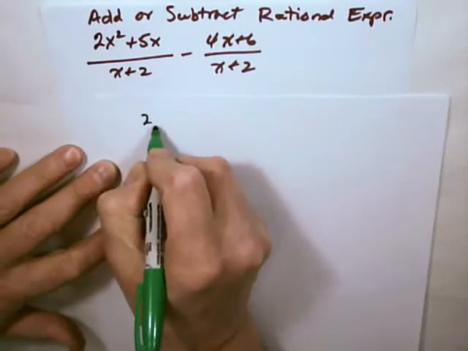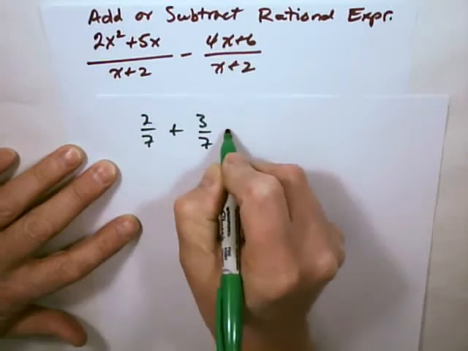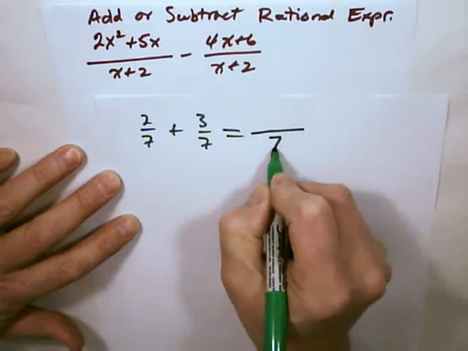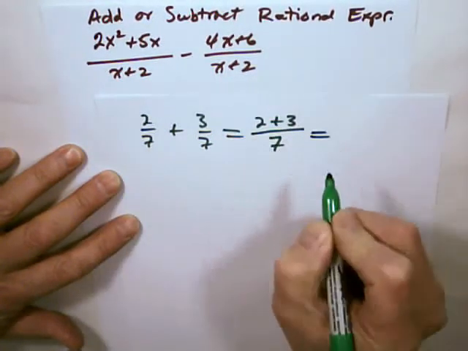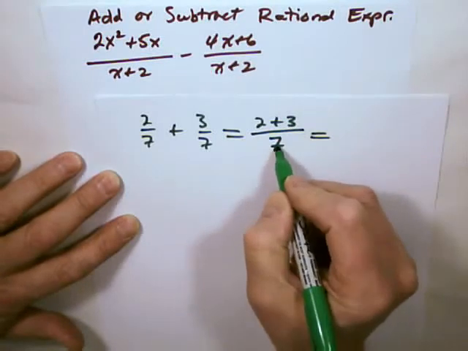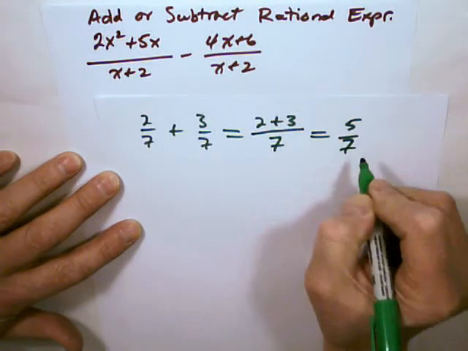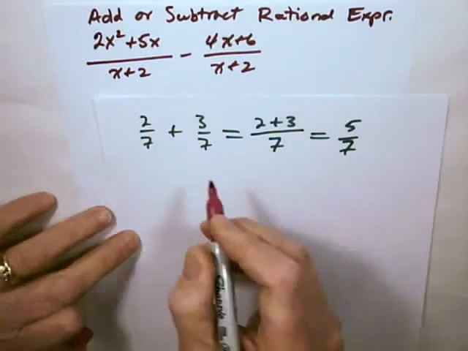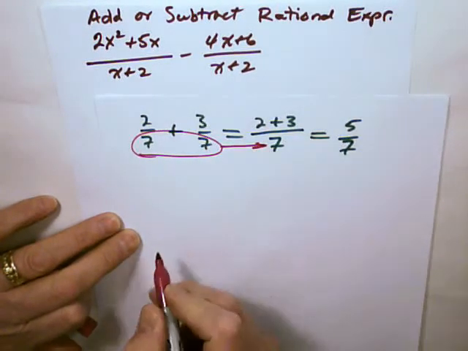If you have two fractions that you're adding together, for example 2 sevenths plus 3 sevenths, well, what we end up doing is we keep the common denominator and then we add the numerators. So 2 plus 3 is the numerator, the common denominator of 7, and 5 over 7. I want you to notice here that we do not add these. We just copy them right over.